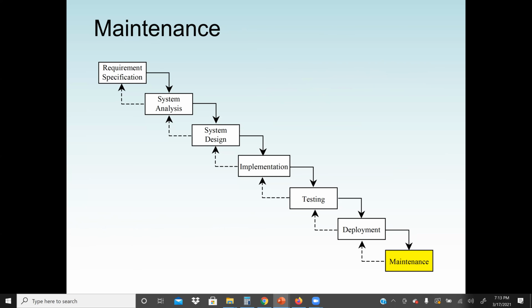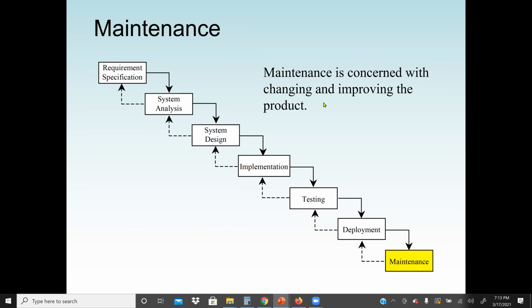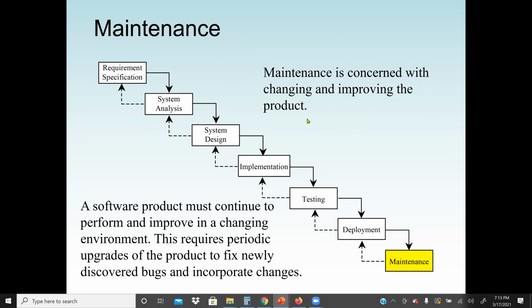Now, in the process of using it for some time, we may need maintenance. So maintenance is concerned with changing and improving the product. Maybe we have to write some code to update the software, etc. So a software product must continue to perform and improve in a changing environment. So this requires periodic upgrade of the product to fix newly discovered bugs and also incorporate changes.